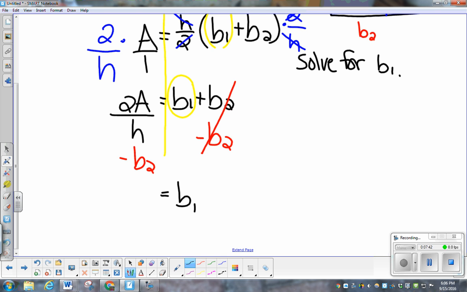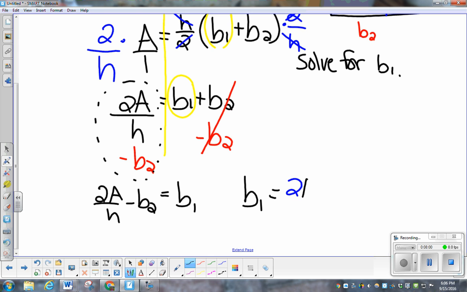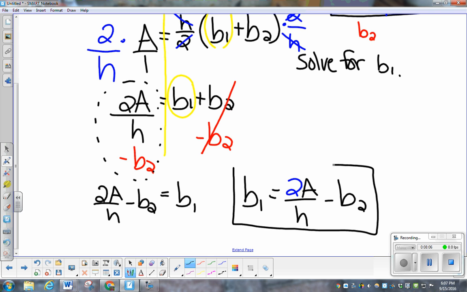On the other side, all this stuff, we can't really put anything together. Don't worry about that. Just leave it 2a over h minus B sub 2. That's it. I'm just going to rewrite this a little nicer because we like to have what we're solving for on the left side. So B sub 1 equals 2a over h minus B sub 2. We solved for B sub 1.